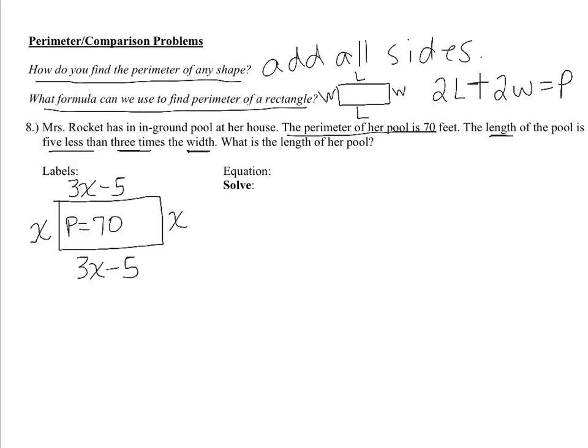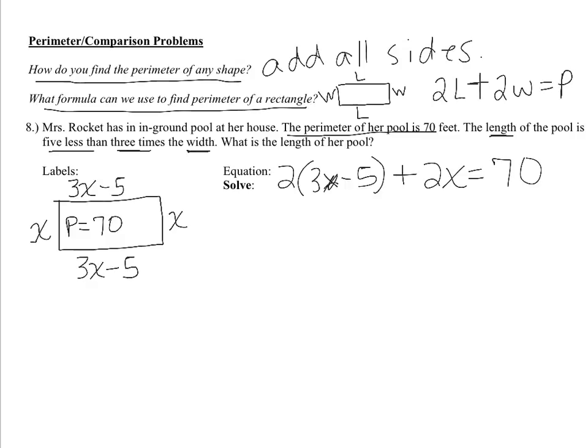So there's 2 ways to write this equation. One way would be to just add up all 4 of these sides, make it equal to 70. Another way would be to think through the formula. I'm going to do 2 times the length. Well, the length is this, because there's 2 of them. I'm going to do 2 times that. So I'm going to write 2 and in parentheses 3x minus 5, plus 2 times the width, right up here, 2 times the width. Well, there's 2 widths. The width is x, so that would be plus 2x is equal to the perimeter, 70.